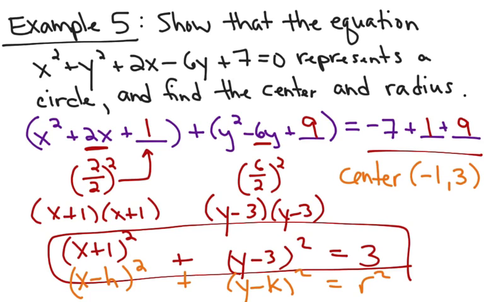People often forget that if the parentheses has a plus sign in it, then h must have been negative because it changed the sign. The radius is the square root of 3. You don't even have to turn it into a decimal. Just leave it as the square root of 3.